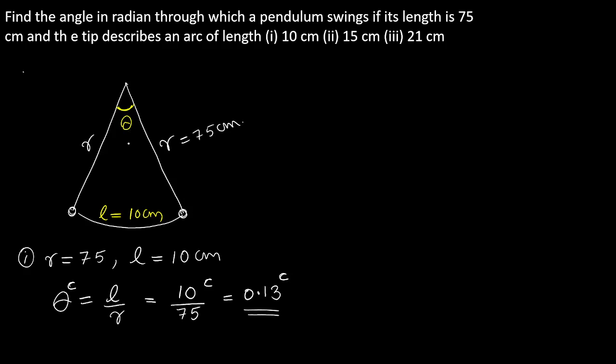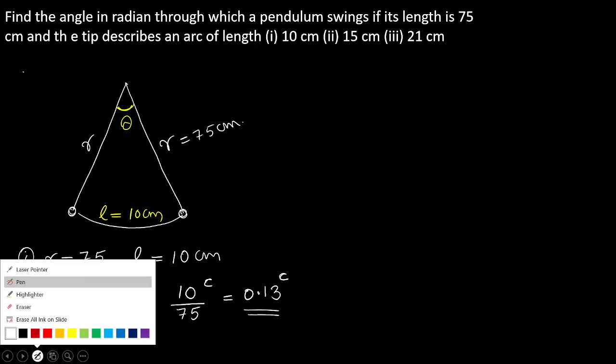It is possible to convert to degree also. So till this step you are okay. This formula we studied in the previous class. Please respond. Okay, you understood. Theta equals 0.13 radian.